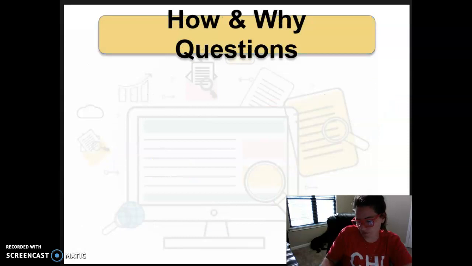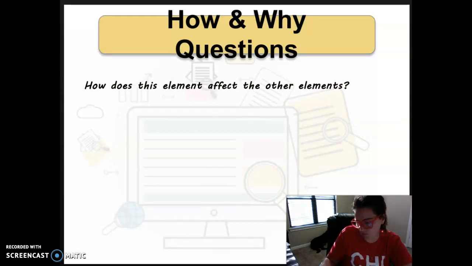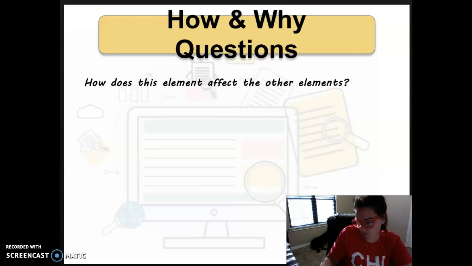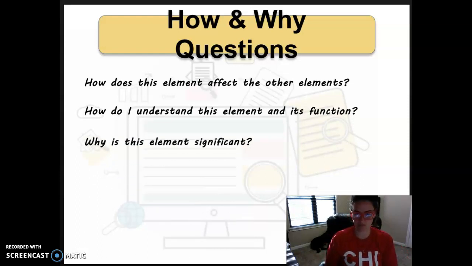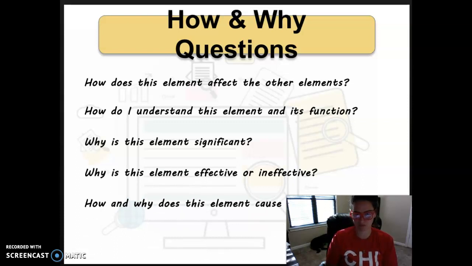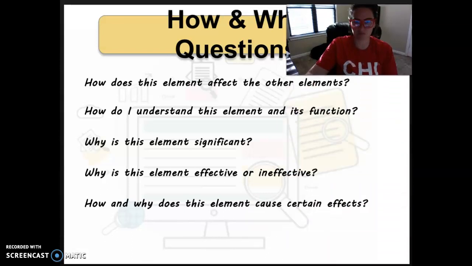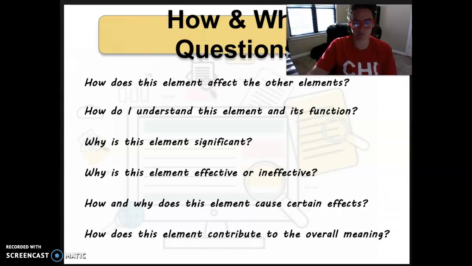Here are some how and why questions to help you analyze your topic. How does this element affect the other elements? How do I understand this element and its function? Why is this element significant? Why is this element effective or ineffective? How and why does this element cause certain effects? How does this element contribute to the overall meaning?